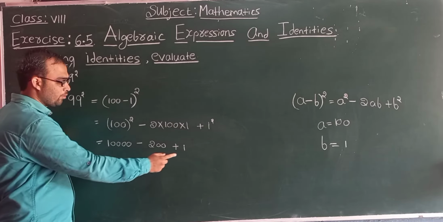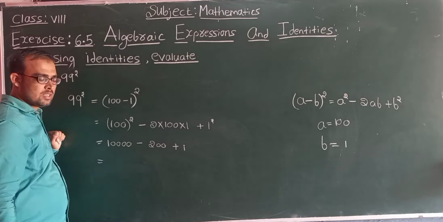Now students, what you have to do? You have to add 1 to this 10,000 and subtract this 200 from 10,001. When you do so, what you are getting? You are getting 9,801. So this will be the value of 99 square.